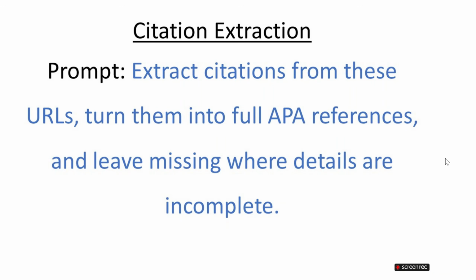Now, still on the citation prompt, you can use ChatGPT to extract citations from a URL. Maybe you have the URL of a particular publication; you can copy it, put it in ChatGPT and tell it to turn it into an APA reference. For certain articles that don't have enough detail, you can tell it to leave them out.